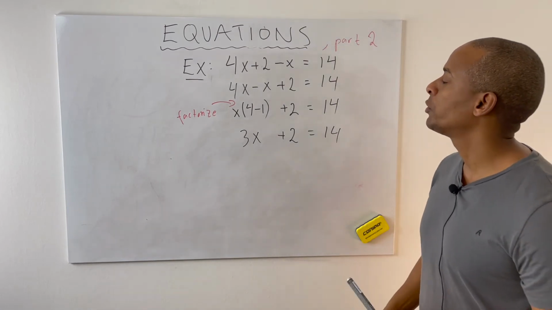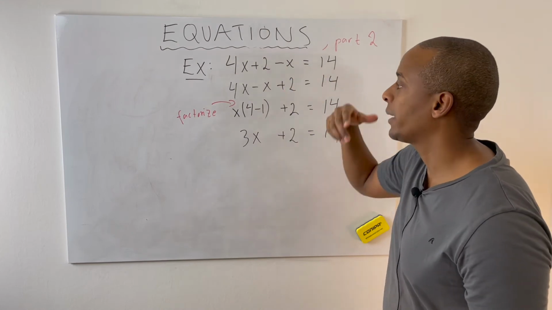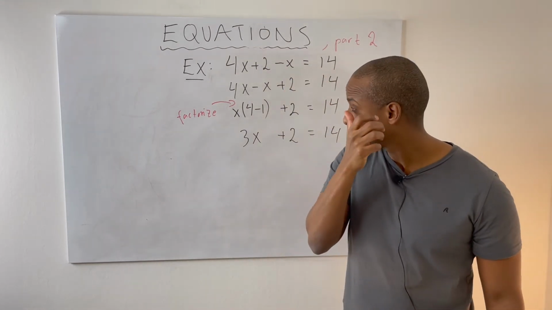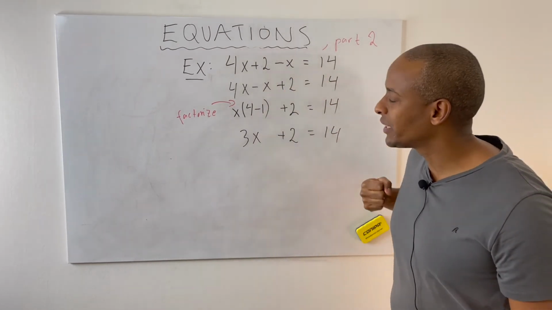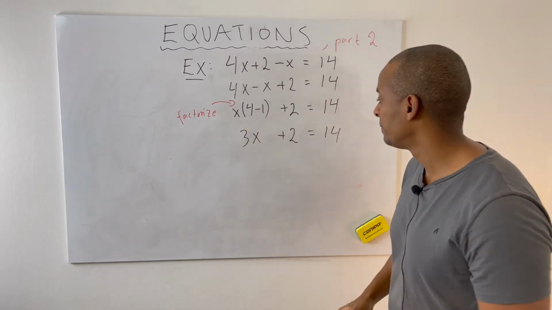Some teachers, they will just tell you that if you have 4x and you subtract 1x, you will end up with 3x. That is true. But I want you to understand the deep reason why. And that's because we can factorize like this. Okay?